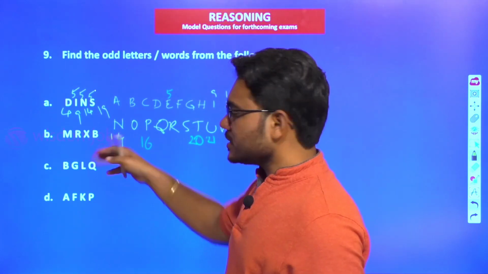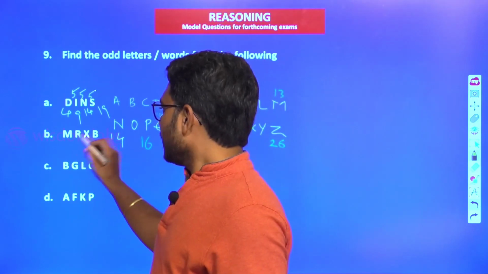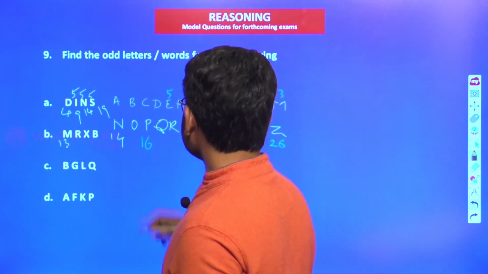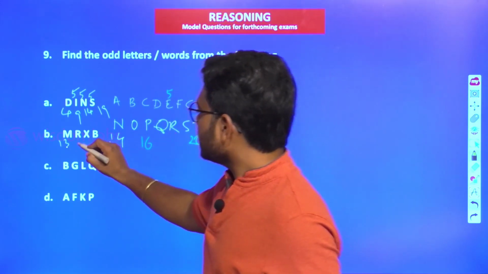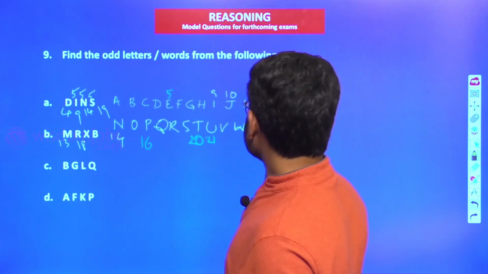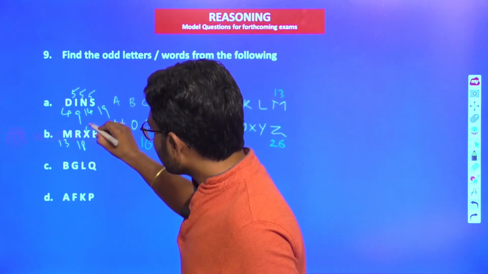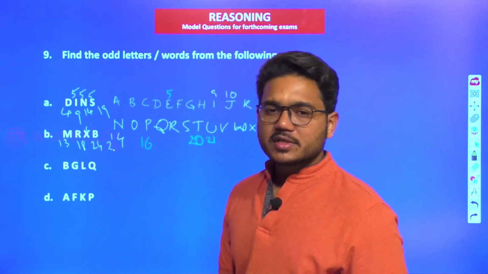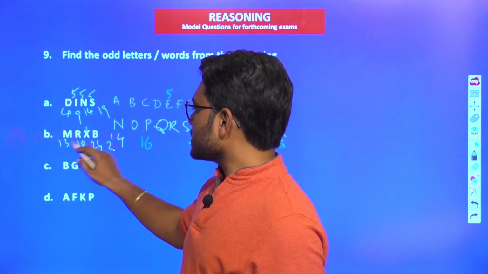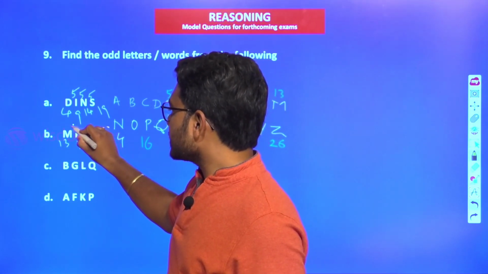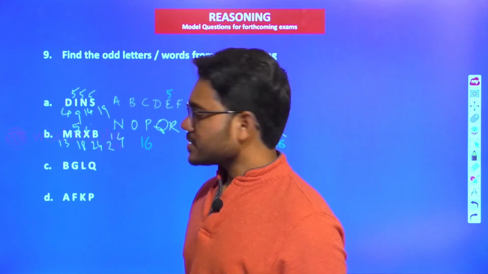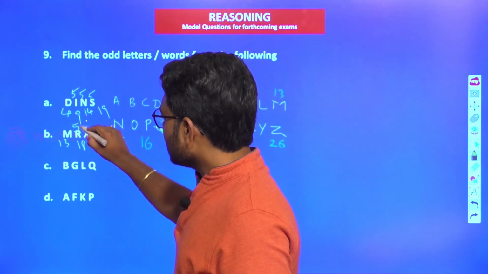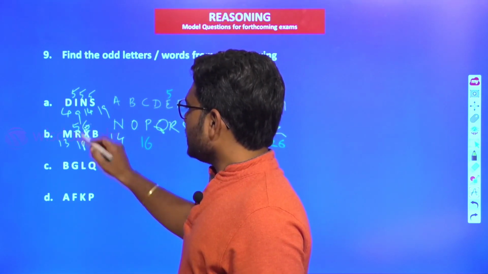So similarly, try to check with the other option. The other option is M. M is 13. R is 18. X is 24. B is 2. So now try to check the difference here, 13 and 18. Obviously it is giving 5. Between 18 and 24, the difference is 6.